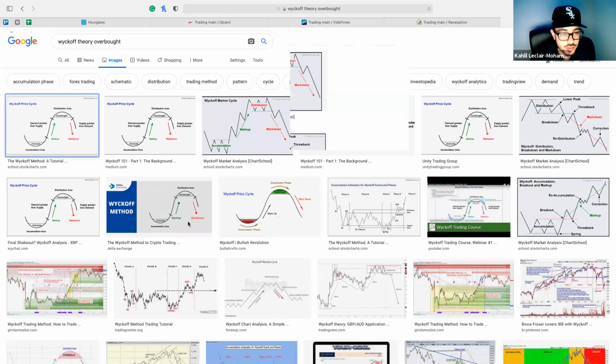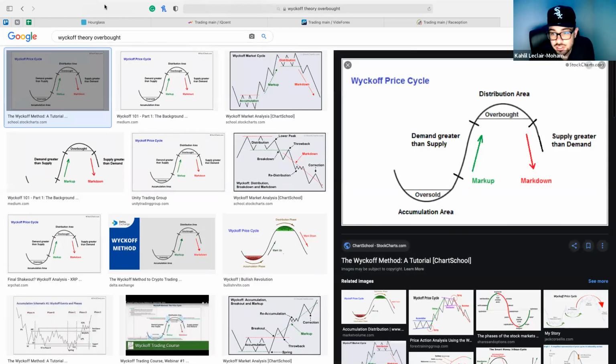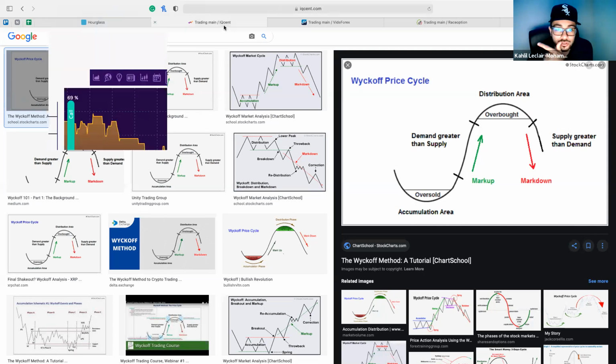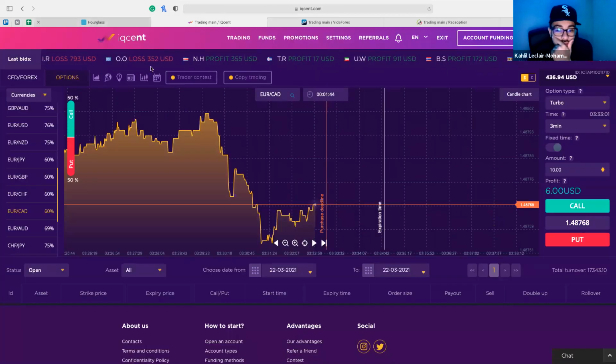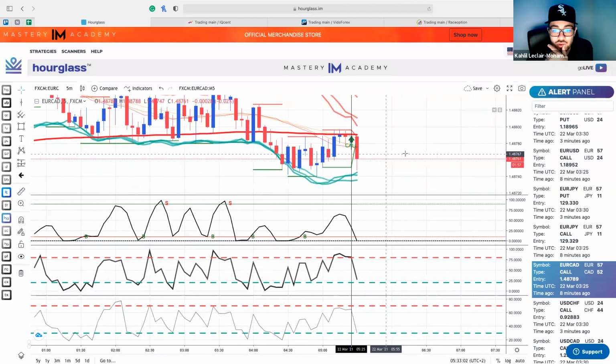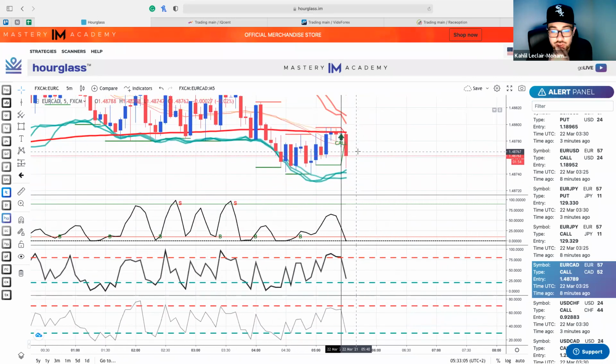Yep, bingo. Here we go. Awesome. Can you guys see the screen right here? I want you guys, if you can, to take a screenshot of this, so you understand what I'm saying when I say overbought and oversold.